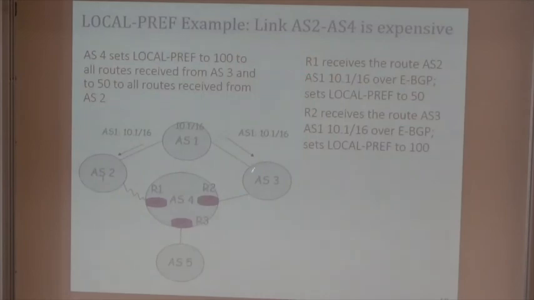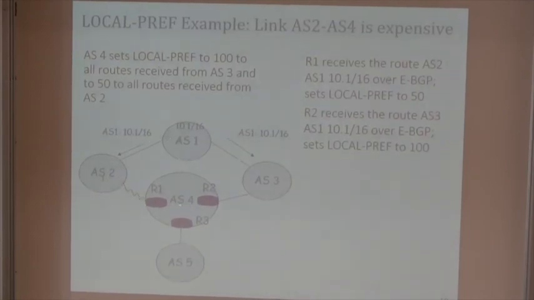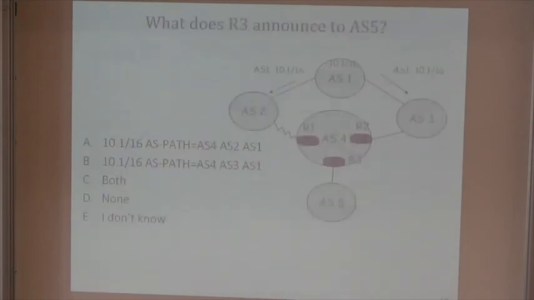So R1 receives, for example, the route AS2, AS1, 10.1, so this one here. It will set the local pref to 50, and R2 will set the local pref to 100, because R2 knows that it is coming from AS3. So this you have to program through the access control lists and the maps you put in the routers. Once you have done that, what will R3 announce to AS5?